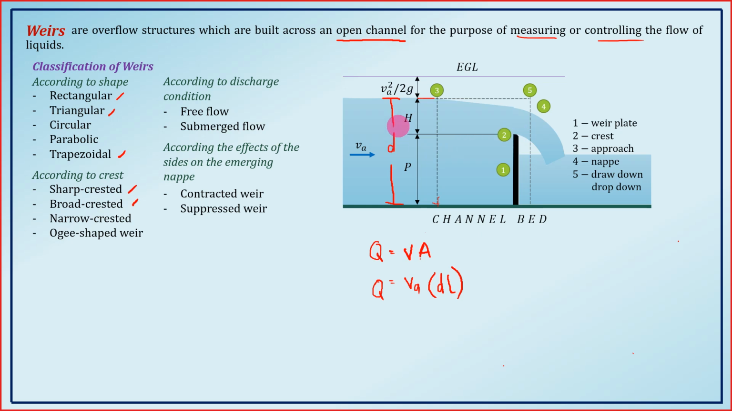Iba yung value ng velocity of approach mo kaysa doon sa value of the velocity before or after the weir or doon sa weir natin directly, kasi nagbabago na yung cross-sectional area natin dyan. Di ba, nagkakaroon ng drawdown. Di ba, lumiliit yung ating cross-sectional area. Ayan. So, yan yung sa ating velocity of approach or the approach.